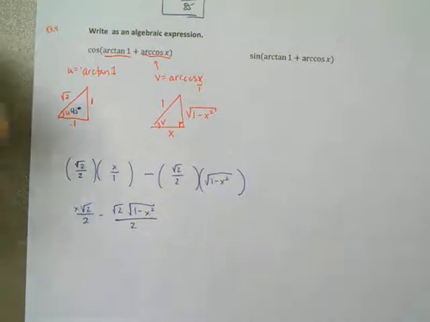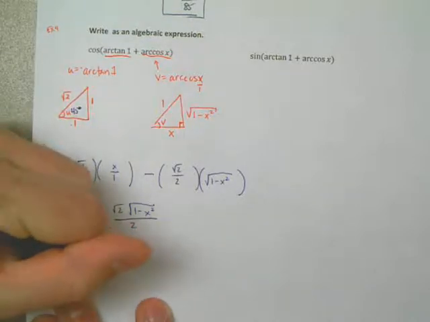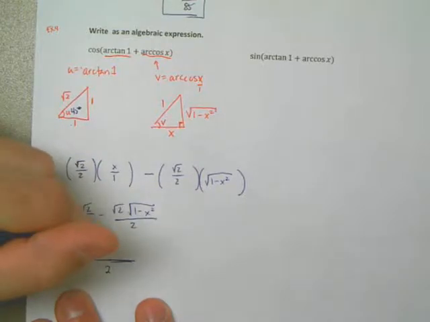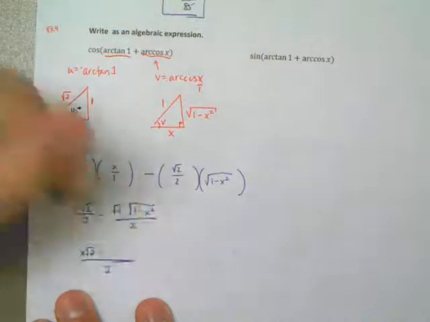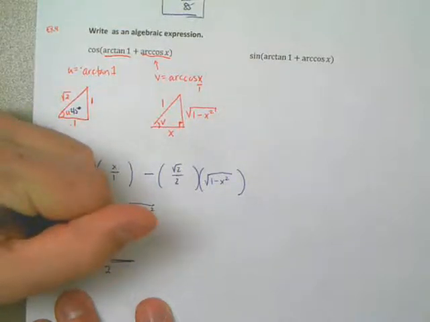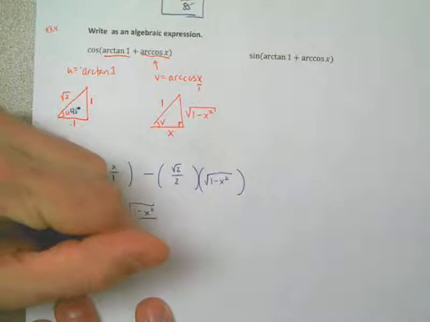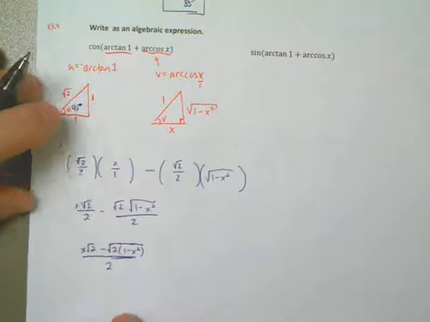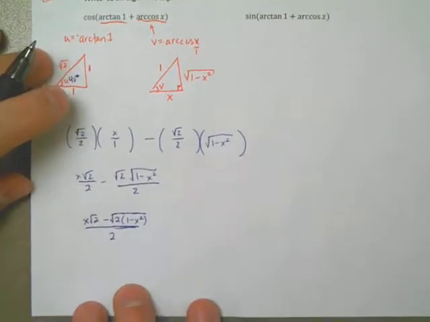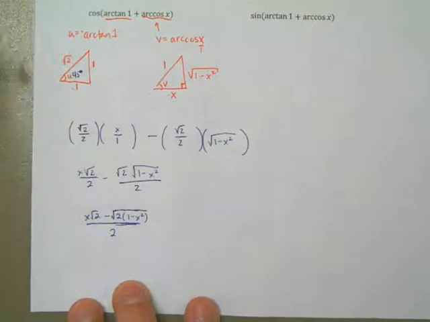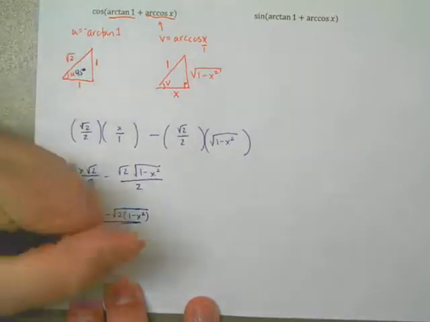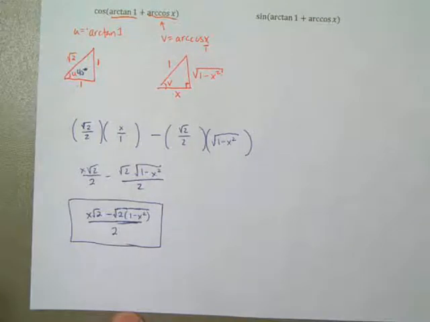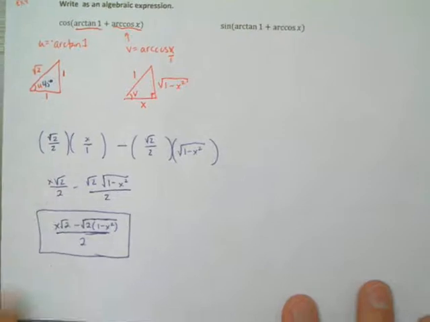So I could do that, and then maybe I need to put them together. To do this, maybe we write it as one denominator. We put them both over 2, and we say x square root of 2 minus the square root of 2 times 1 minus x squared. We could factor out maybe a square root of 2 if we wanted to. From here on out, it's really just how you want to write the answer. There's not really a simple way to do it. But the idea is that we get something that looks like this in the end. That would be an okay answer.